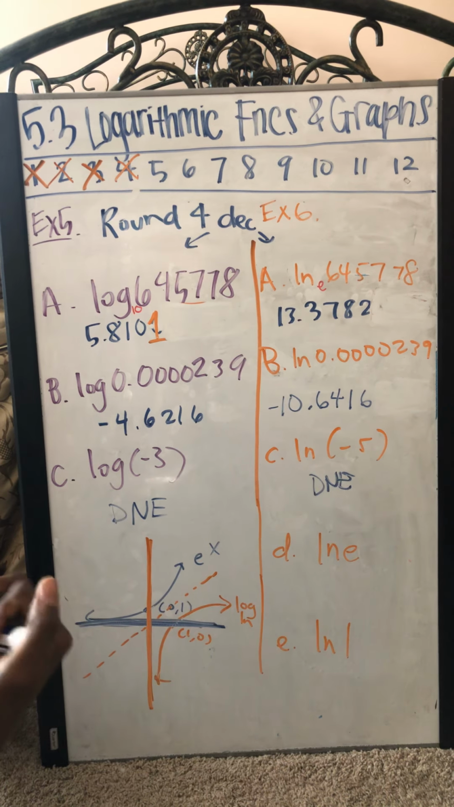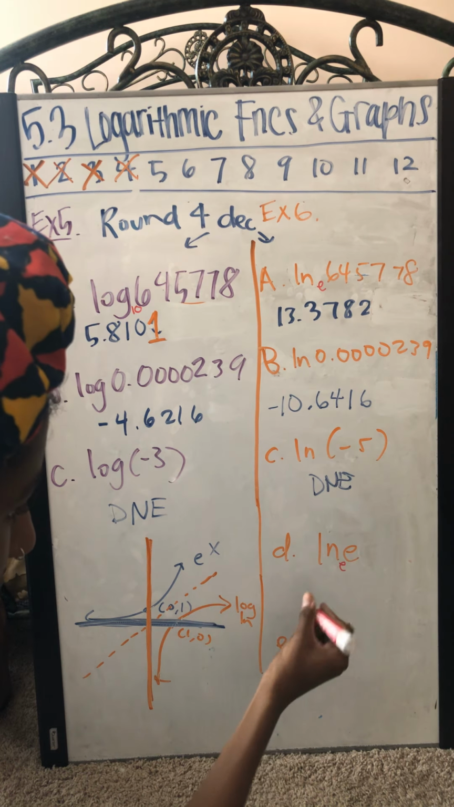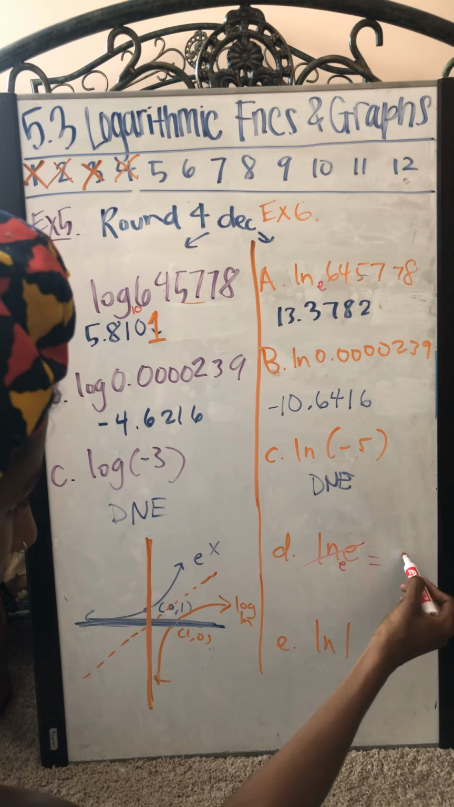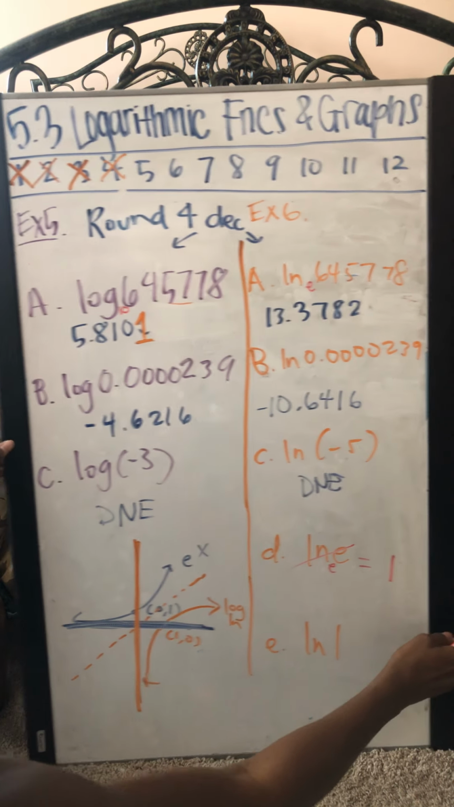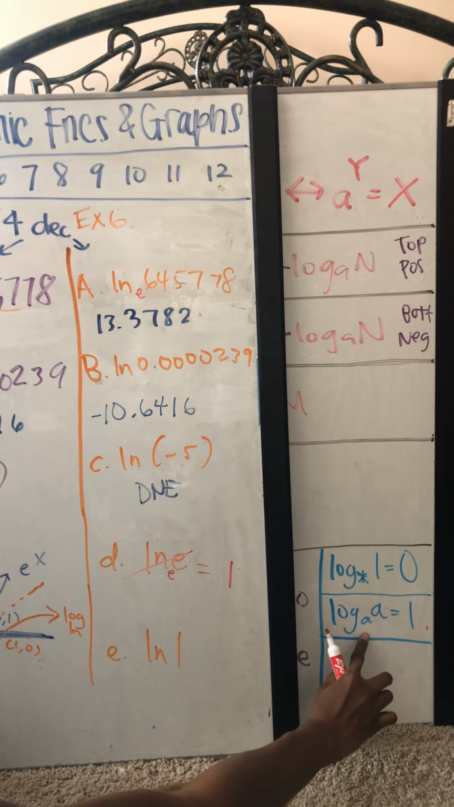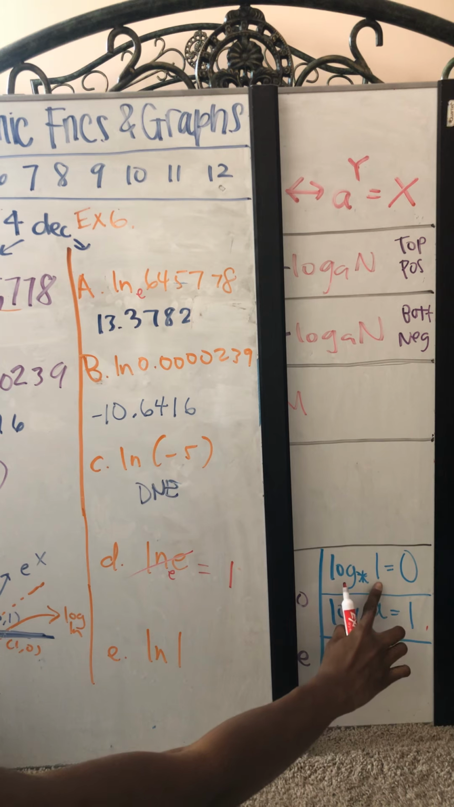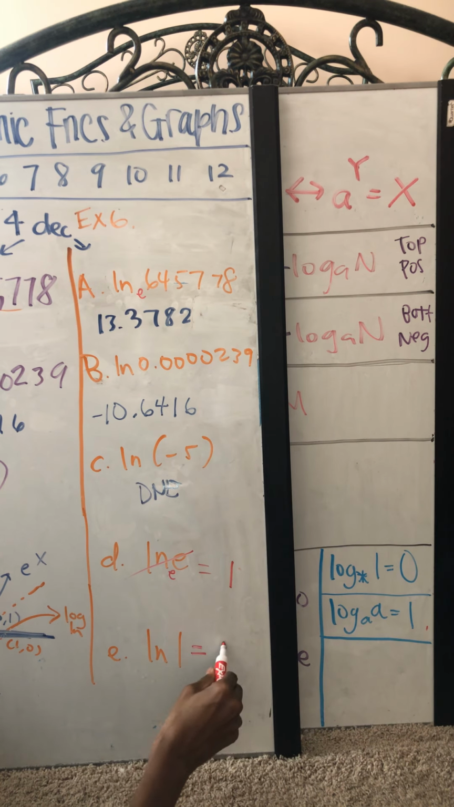We have ln e. Remember, ln has an imaginary e. So we have e and e. Whenever you see the same thing, it always cancels out and gives you a 1, okay? That was a little thing that we learned last time, right? So whenever you have the same 2, it's always going to cancel out to a 1. Whenever you have a 1, that's always going to give you a 0.